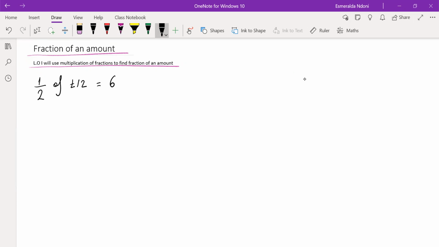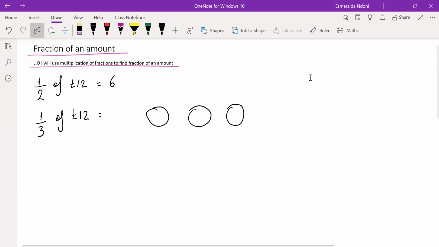If I'm to ask you, what is a third of £12? It's slightly more difficult, but hopefully you would know that you are sharing £12 between 3 people. So 1, 2, 3, 4, 5, 6, 7, 8, 9, 10, 11, 12. So each person gets £4.